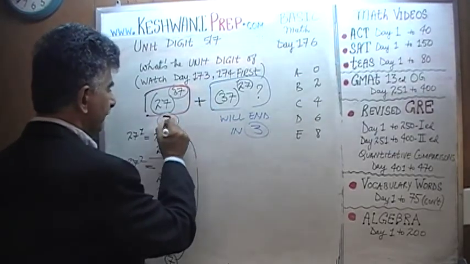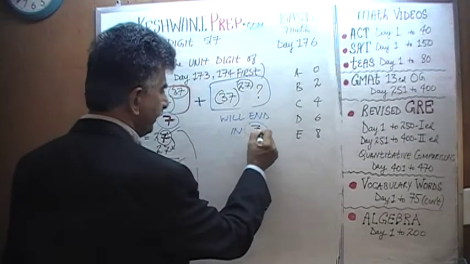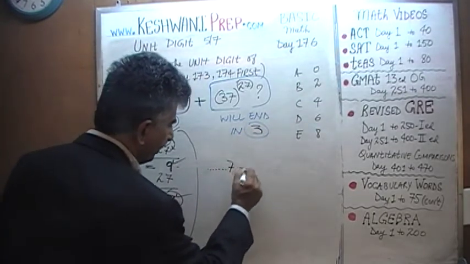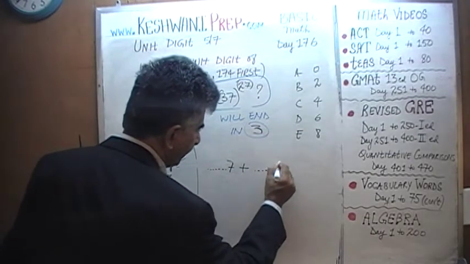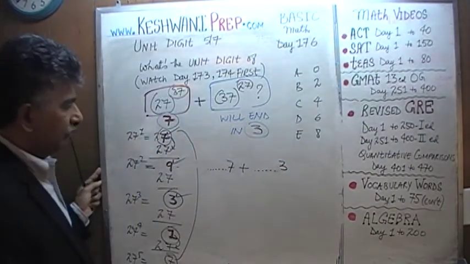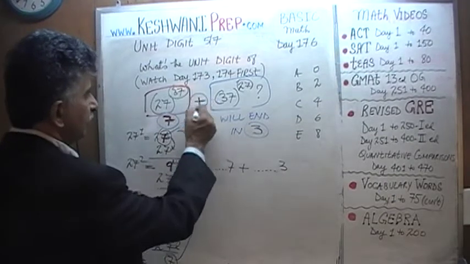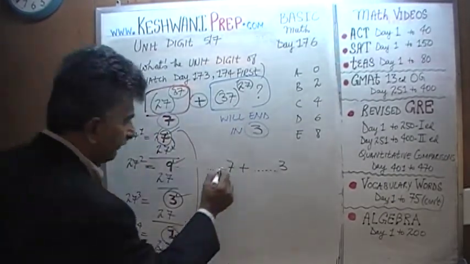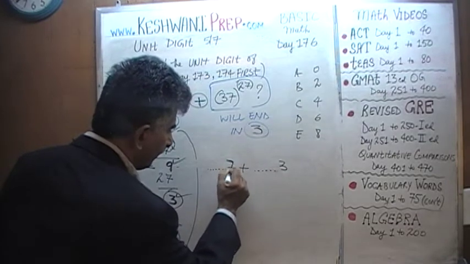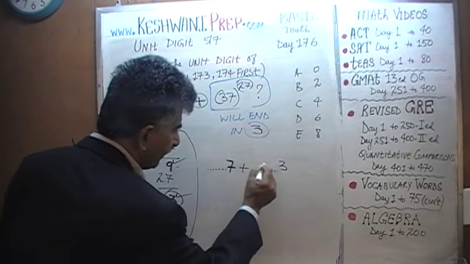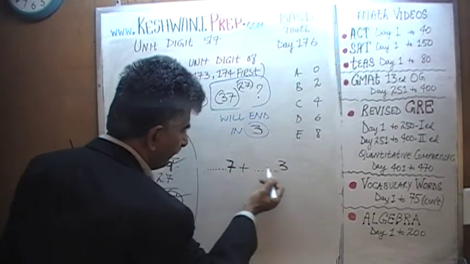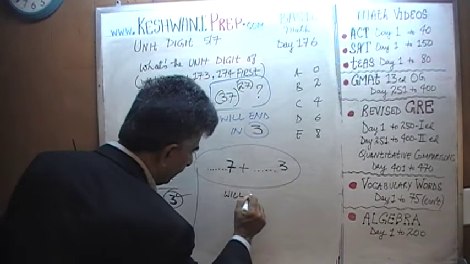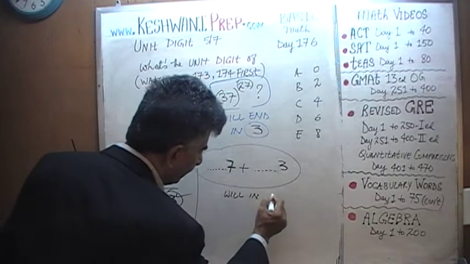So here we have a number that ends in a 7. Here we have a number that ends in a 3. And then we take a sum. The question is, what's the unit digit of the sum? The unit digit of the sum of these two quantities is simply going to be the sum of the unit digits, 7 plus 3. It's going to end in a 0.